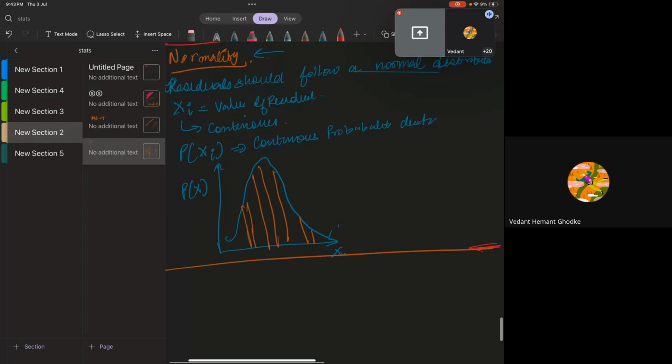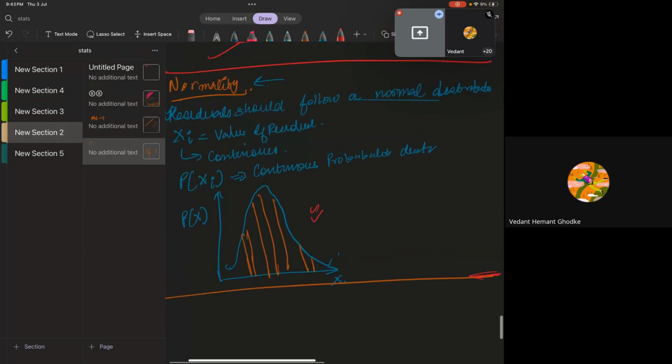Yes, Bhaiya. Is this point, normality, clear? Now, why should the residual follow a normal distribution? Don't worry about it. When we talk about maximum likelihood, we'll talk about it. Not right now. Okay.